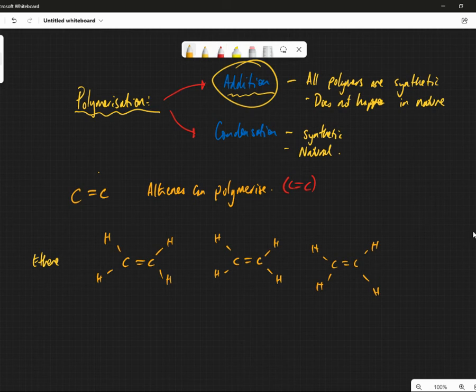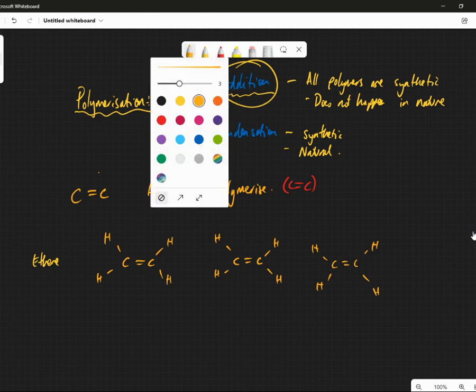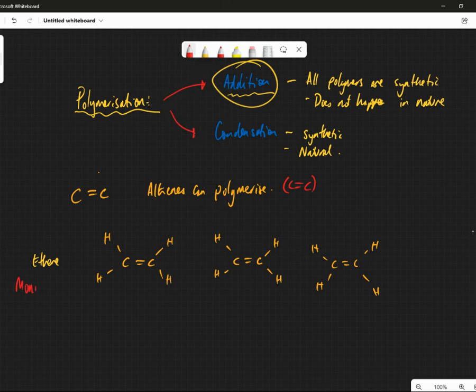You're welcome. All right, so these single things here, collectively, these are known as the monomers. These are monomers. And monomer literally means mono, means one, and mer means parts. So monomers are the single parts that are going to make up the polymer.